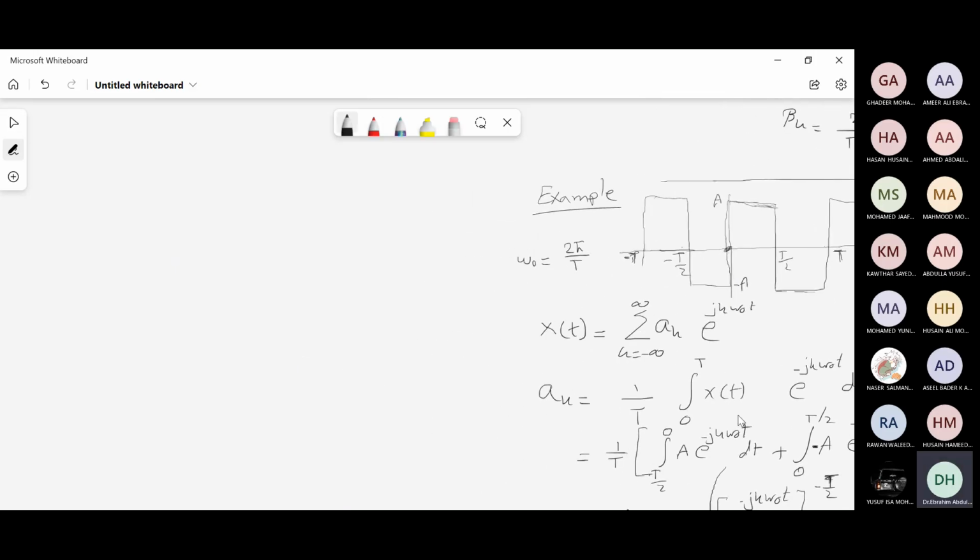So for form number 2, x of t equal to a naught plus summation of k from 1 to infinity of alpha k cosine k omega naught t plus beta k sine k omega naught t.